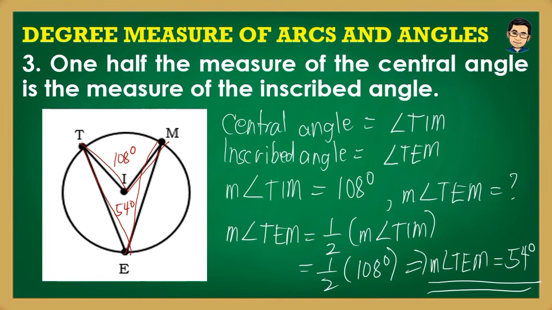And then, if the given is the inscribed angle, can we get the measure of its corresponding central angle? Yes. We do the opposite: instead of one half, we multiply by 2. So, that 54, we just multiply by 2, and the 108 degrees measure of the central angle appears. So, I hope our discussion about the degree measurement of arcs and angles was clear.